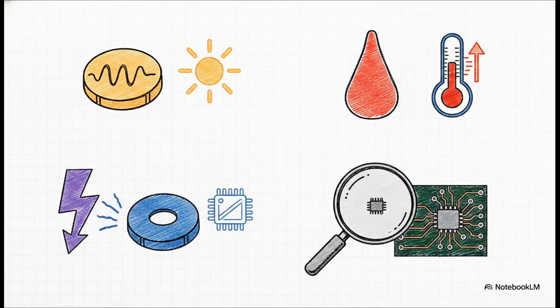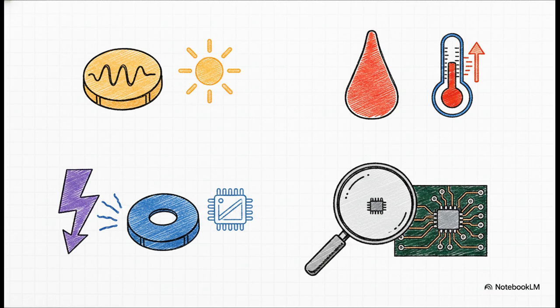Then we have the special ones. These are non-linear resistors that actually react to their environment. An LDR, or light-dependent resistor, changes its resistance based on light. This is exactly how automatic streetlights know when to turn on at dusk. Thermistors react to temperature.